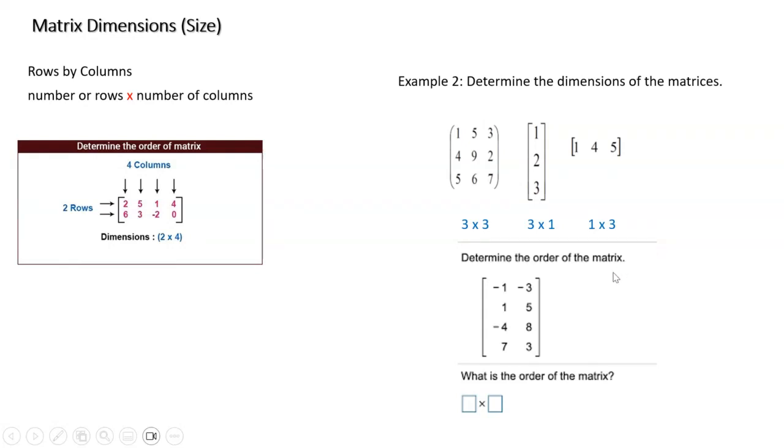Okay, now determine the order of the matrix. Can somebody in the audience tell me the order of the matrix? If you want, you can put it in the chat, or you can just get on the mic and say it. What's the order? How many rows? 1, 2, 3, 4. Right, it's going to be a 4. How many columns? 1, 2. So it's a 4 by 2.